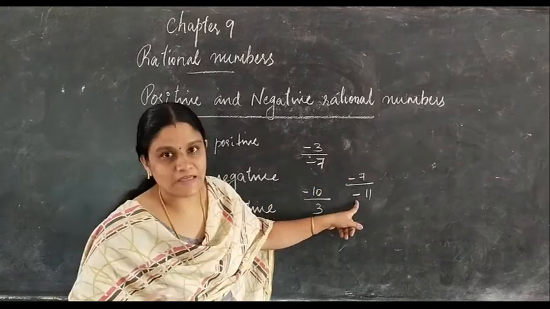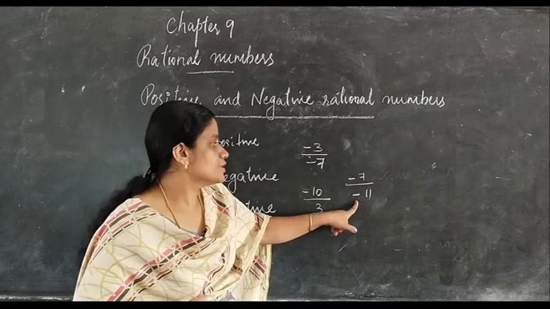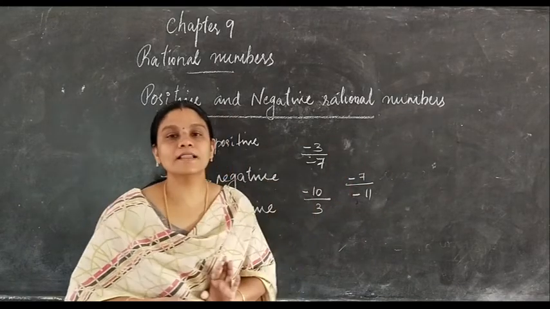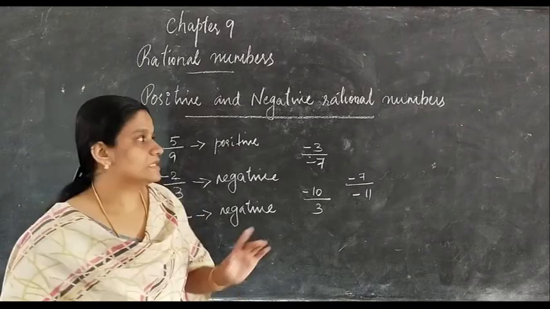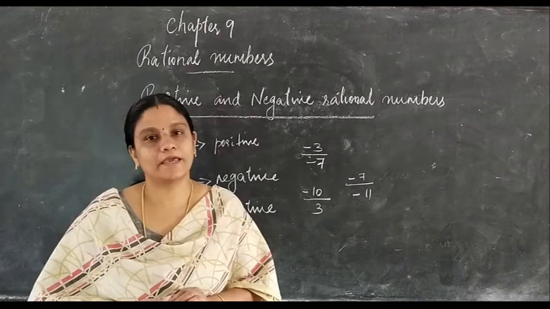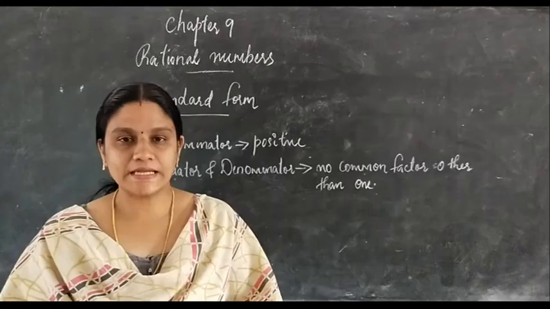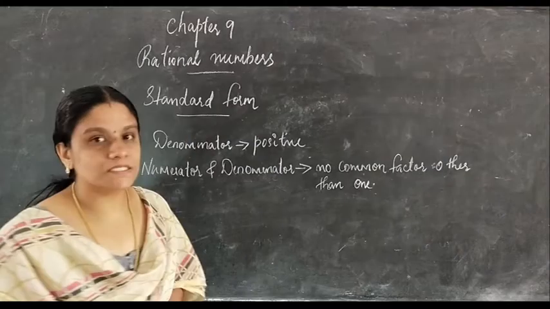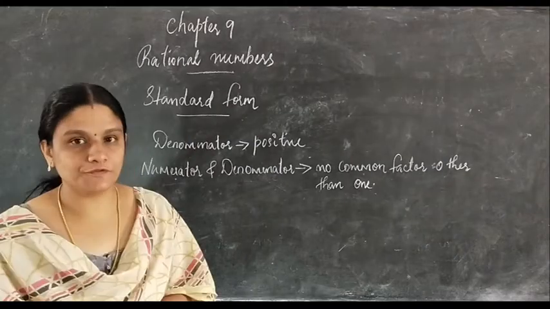Now both are negative, which makes positive. The answer will be positive, no? So it is a positive rational number. Clear? So these are positive and negative rational numbers. Moving to the next topic, that is rational numbers in standard form.